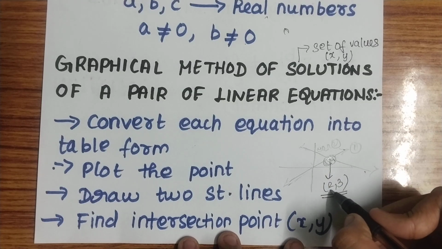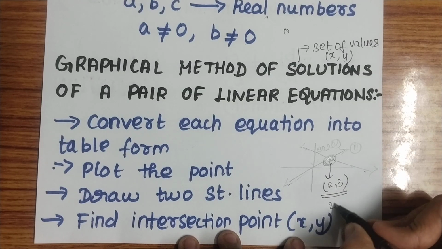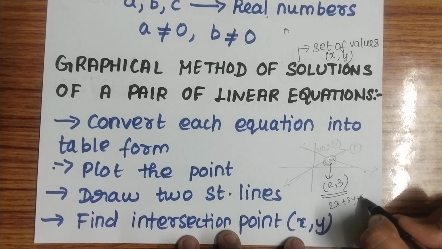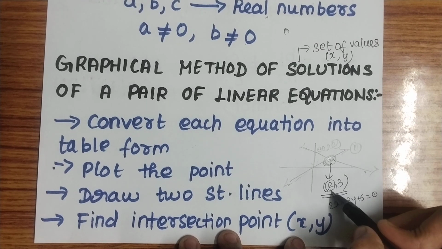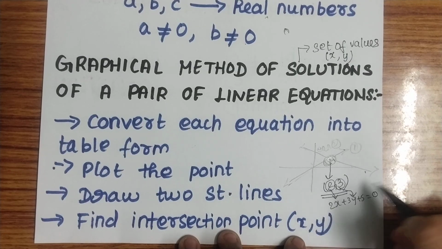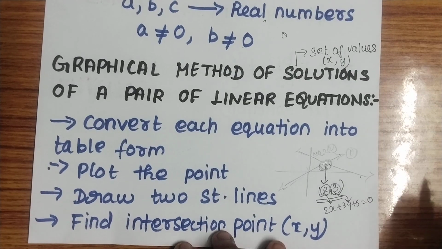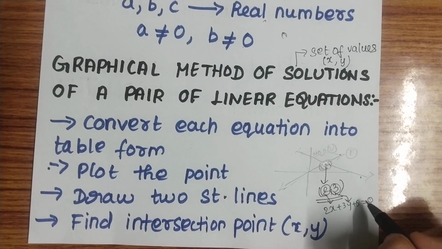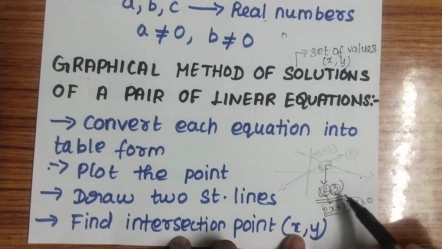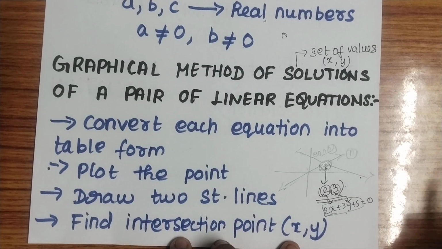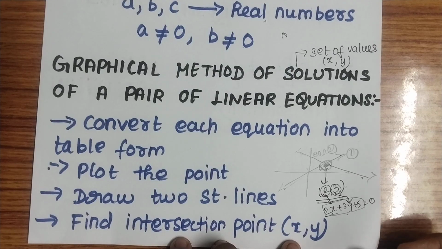For example, if my equation is 2x plus 3y plus 5 is equal to 0, and I substitute 2 in place of x and 3 in place of y, my equation will become 0. Got it? So if I substitute 2 in place of x and 3 in place of y and my equation becomes 0, then I can say 2 and 3 is a set of values, called the solution, which satisfies this equation. We will see in detail in our exercise sums.